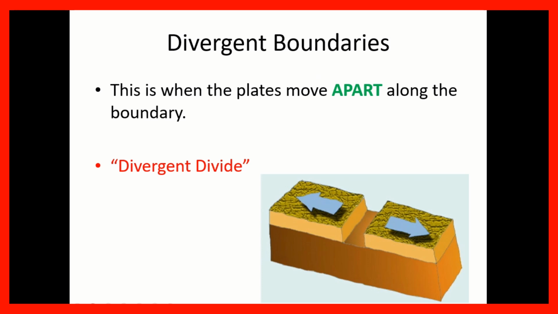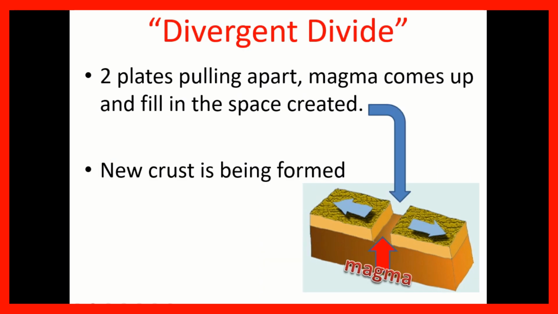Divergent boundaries are when the plates are moving apart. Divergent, divide. They both start with D, and it would help us to remember what the plates are doing. At a divergent boundary, they are dividing. They're pulling apart. Now, when these two plates pull apart, magma will come up and start to fill in the space that's created. So along divergent boundaries, we have new crust being formed.